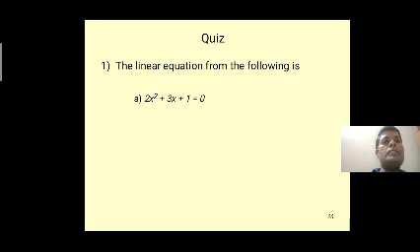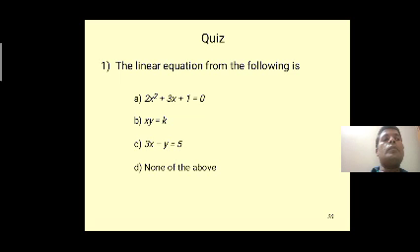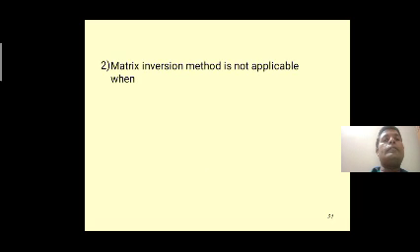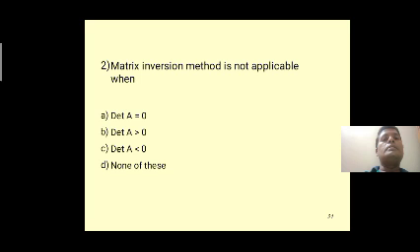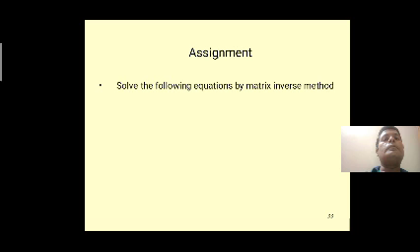The linear equation from the following is: A, 2x square plus 3x plus 1 equal 0; B, xy equal k; C, 3x minus y equal to 5; none of the above. What is the answer? 3x minus y equal to 5. Matrix inversion method is not applicable when: determinant of A equal 0, determinant of A greater than 0, determinant of A less than 0, none of these. What is the answer? Determinant of A equal to 0.